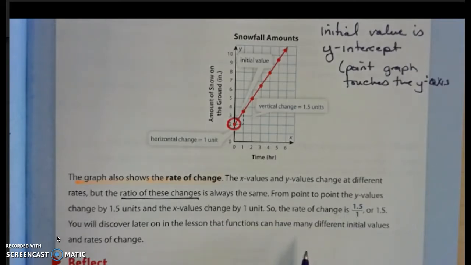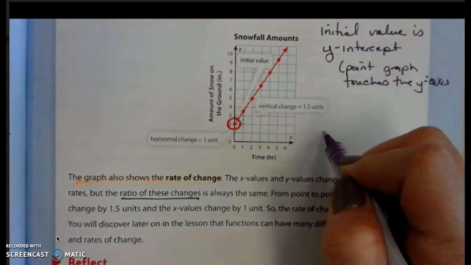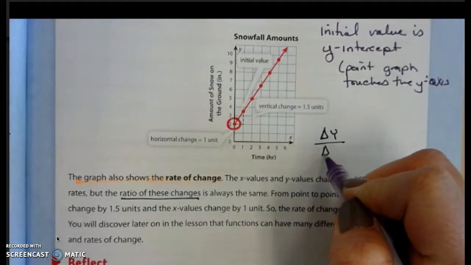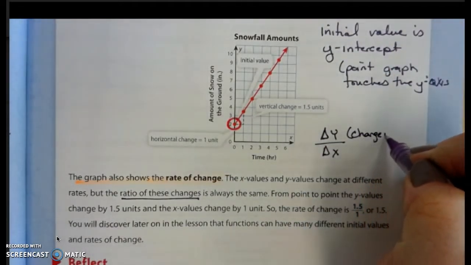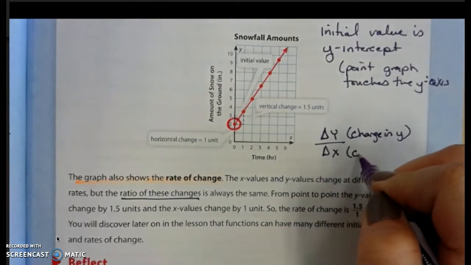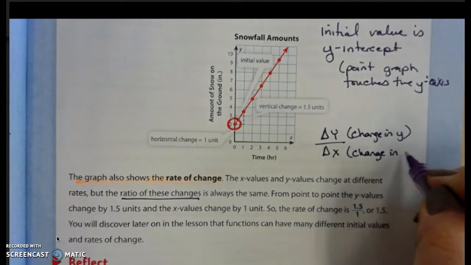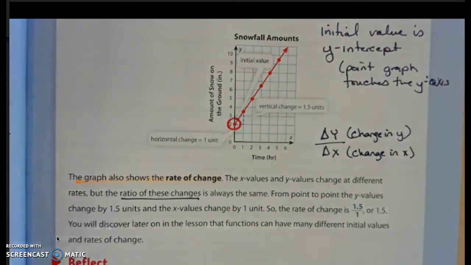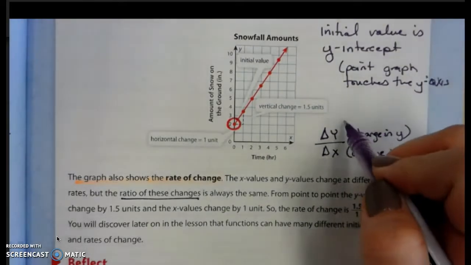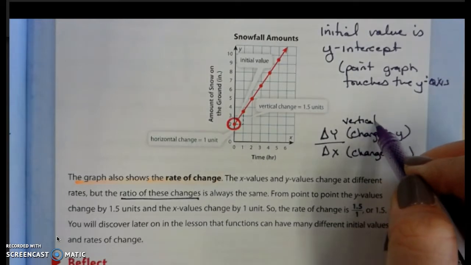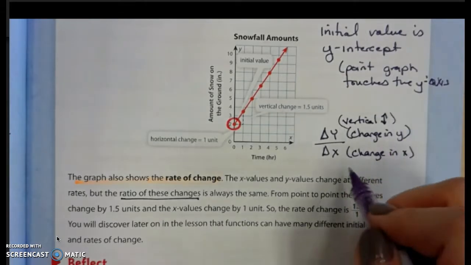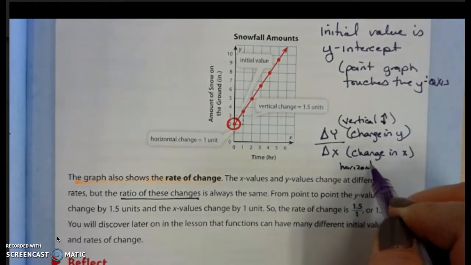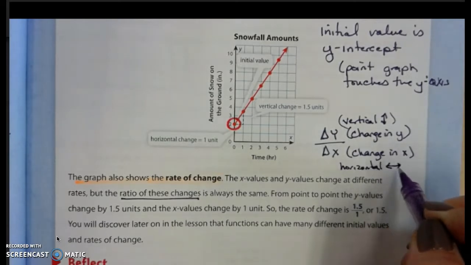Now, on your graphic organizer, I gave you something that looked a little bit different. It was called delta y over delta x. Delta y means change in y, and delta x means change in x. Delta y is your change in y. Guys, that's vertical, up and down. Your change in x, or your delta x, is horizontal, which is left and right.